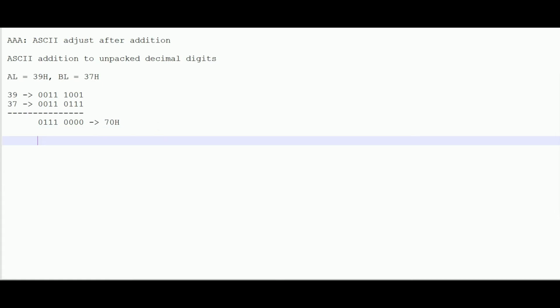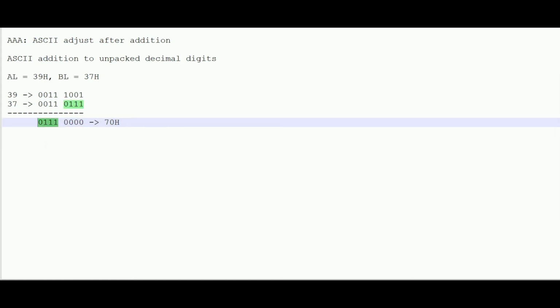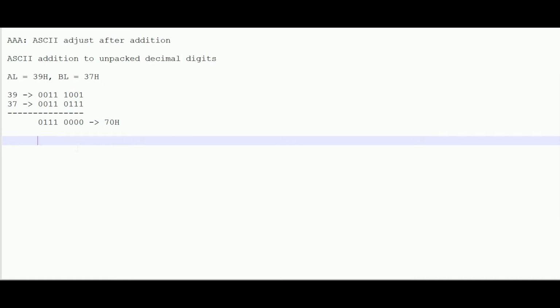The AAA instruction will check the lower nibble. The lower nibble should be a valid decimal digit. If you see here, this is a valid decimal digit, that is 0, so it's not an issue. So it will clear the higher nibble. The higher nibble gets cleared, and it will become 00H. So this is the content of your AL register.